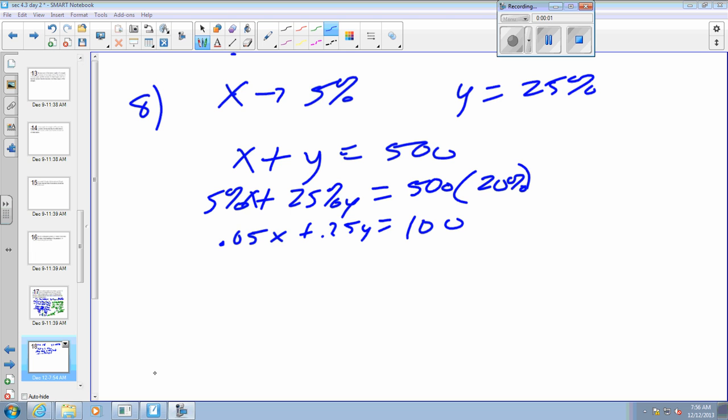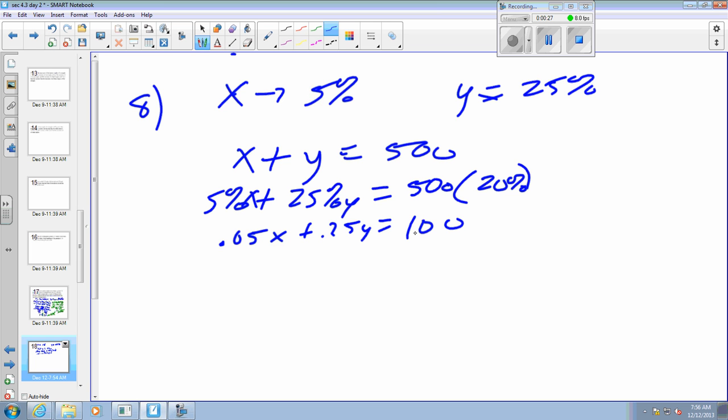We are on day 3 of 4.3. Let's start with number 8, where we're going to define x as the amount of 5% solution, y is the amount of 25% solution. We know that we're going to get a total of 500 milliliters, so we're just going to add the two solutions together. Multiply each of the solutions by the percent of acid on each of these. And let's get rid of the percent signs, which gives us this.